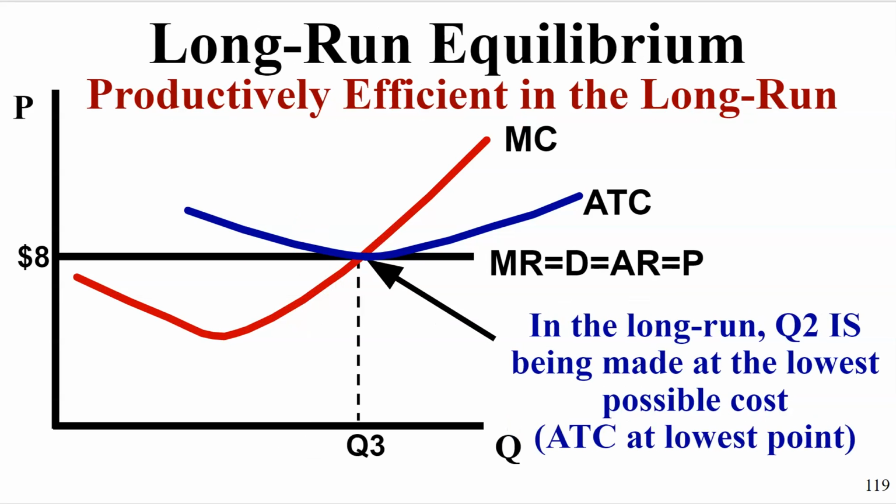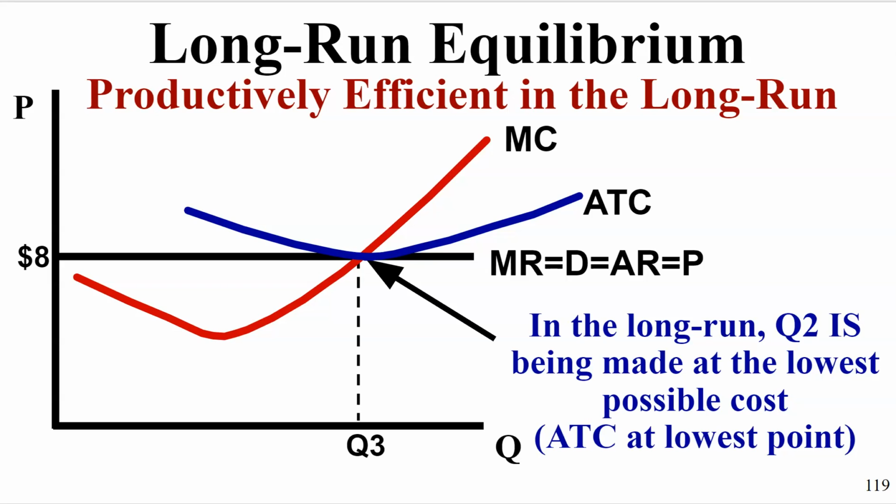Now, in this example, we do see productive efficiency in the long run, again, because minimum ATC is meeting MR equals D equals P at MC, and that is MC equals MR, the quantity at which we should be producing, Q3. All of these come together. This is the definition of the long run: all three curves meeting together, MR equals D equals P meeting MC where it intersects ATC at its minimum. That is allocatively and productively efficient.